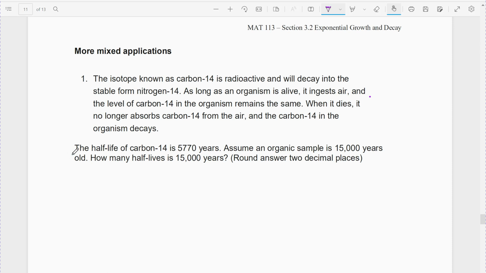Alright, so the first example, suppose that we have an isotope known as carbon-14. It's radioactive, it decays. Carbon-14 is how they test a lot of things, because we know the decay rate, right? You absorb carbon-14 until you die, and then it starts to decay. You have a certain amount when you die. Suppose that the half-life of carbon-14 is 5,770 years.